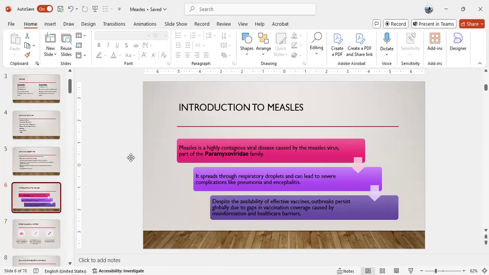Introduction to measles. Measles is a highly contagious viral disease caused by measles virus, part of the Paramyxoviridae family. It spreads through respiratory droplets and can lead to severe complications like pneumonia and encephalitis. Despite the availability of effective vaccines, outbreaks persist globally due to gaps in vaccination coverage caused by misinformation and healthcare barriers.